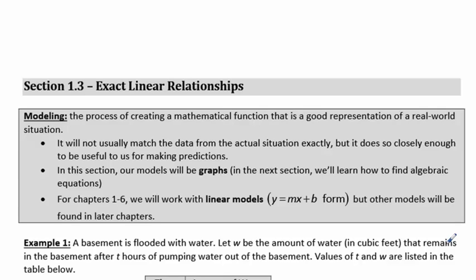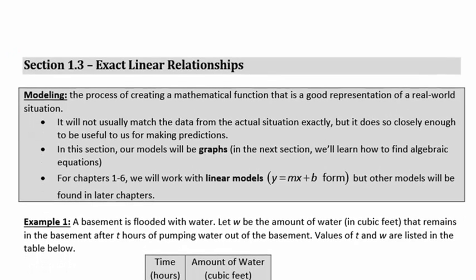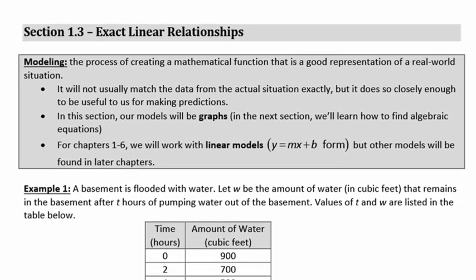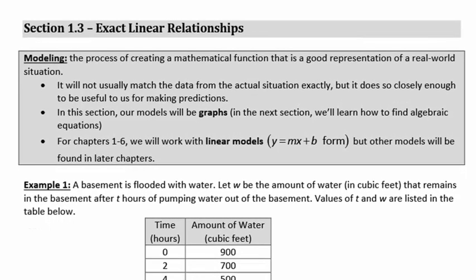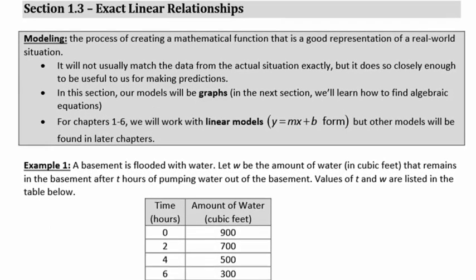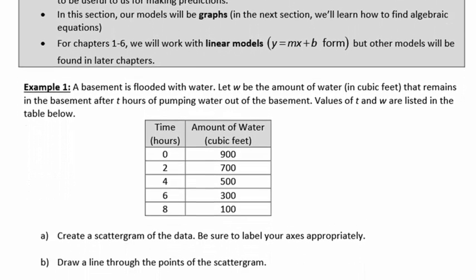Section 1.3 is on exact linear relationships, and we're going to be doing some modeling. Modeling is the process where we take real-world data and find a graph or function that will suit the data. All right, let's look at the first example.